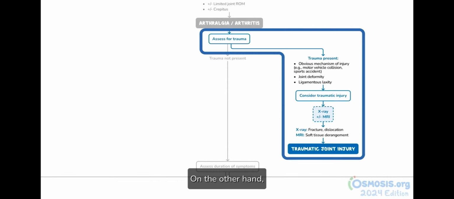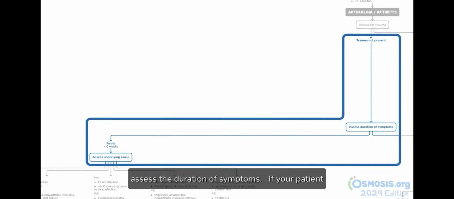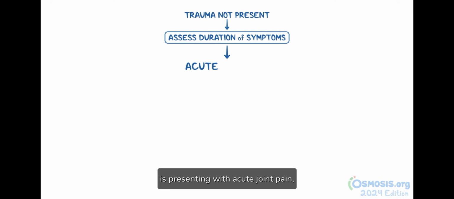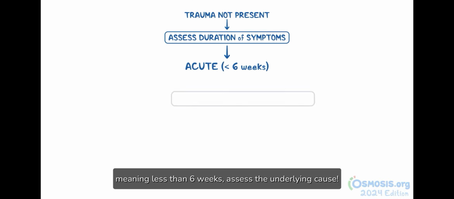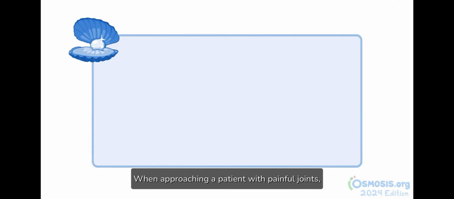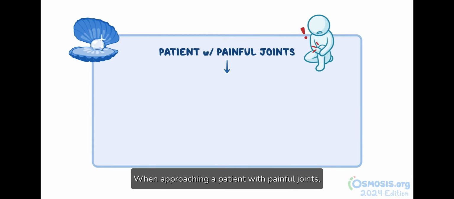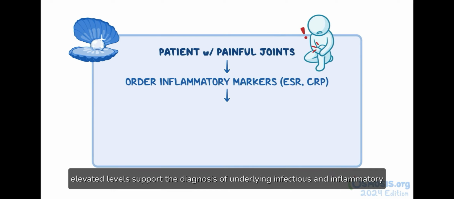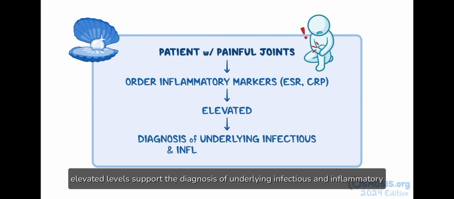On the other hand, if there's no evidence of joint trauma, assess the duration of symptoms. If your patient is presenting with acute joint pain, meaning less than 6 weeks, assess the underlying cause. Here's a clinical pearl. When approaching a patient with painful joints, consider ordering inflammatory markers, such as ESR and CRP, because elevated levels support the diagnosis of underlying infectious and inflammatory causes.